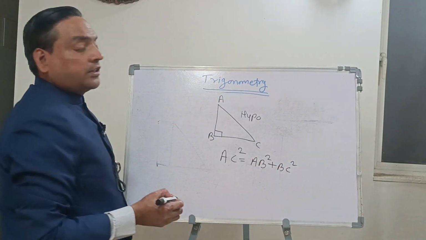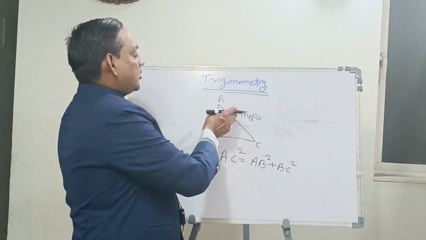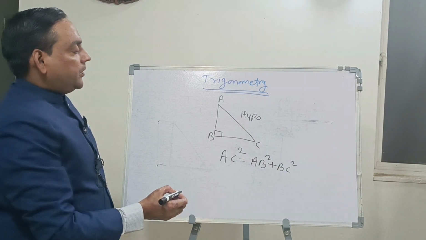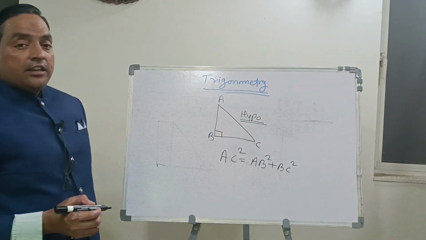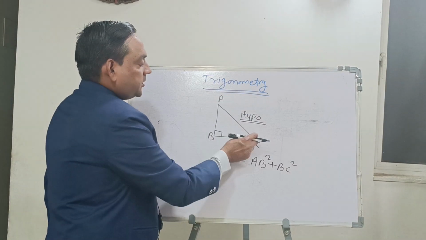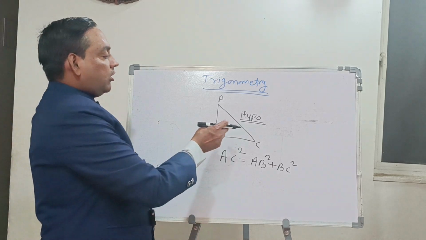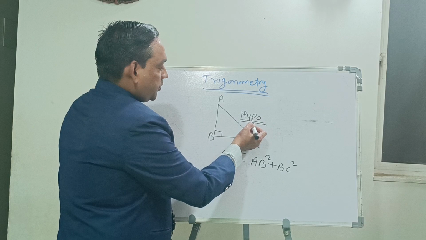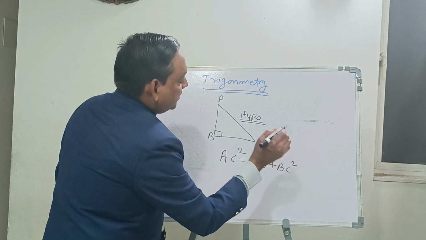In case they give only two sides of the triangle, the third side we can find by using the Pythagoras theorem. Always remember, in whichever right angle triangle you get, the hypotenuse is the longest side. Hypotenuse AC square is equal to AB square plus BC square.